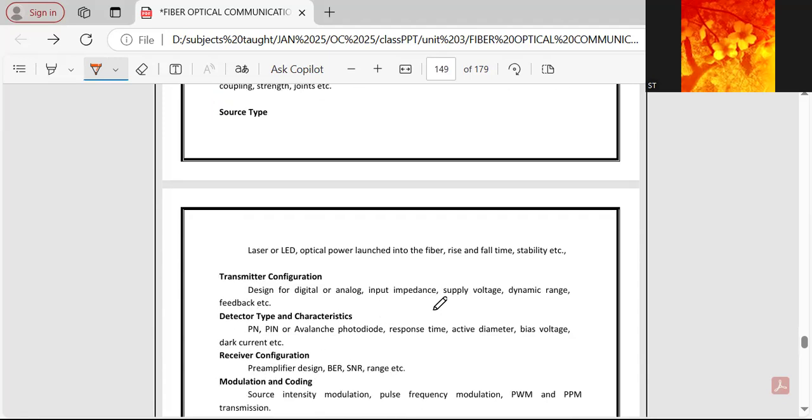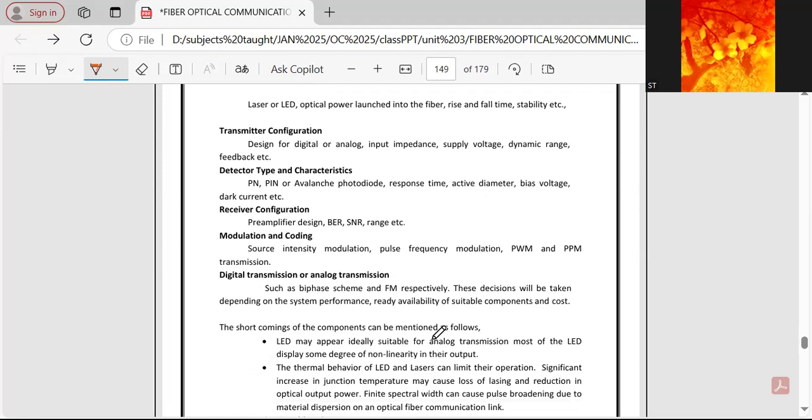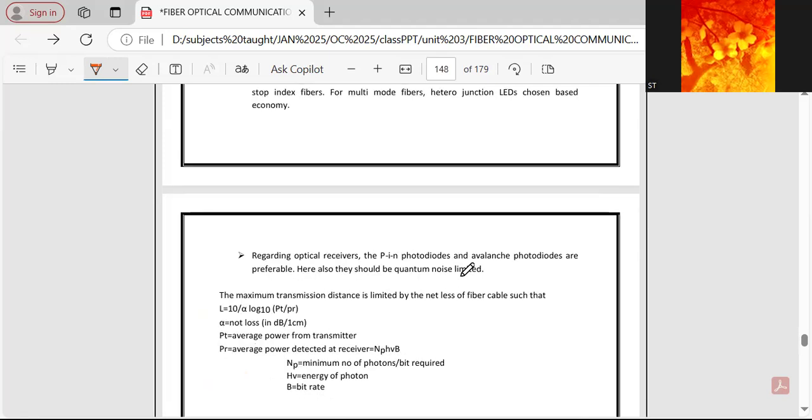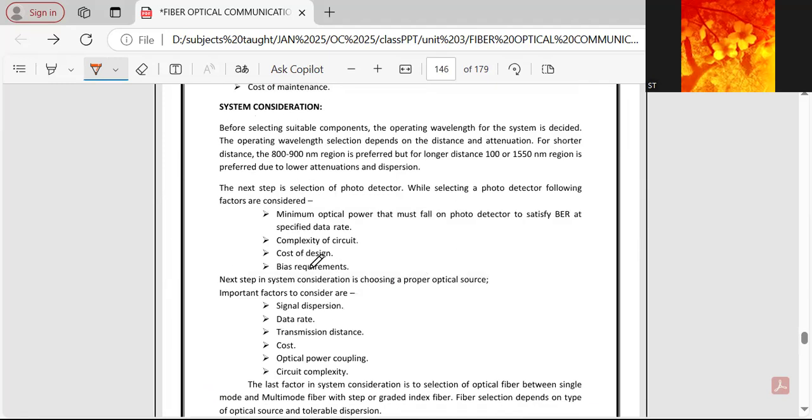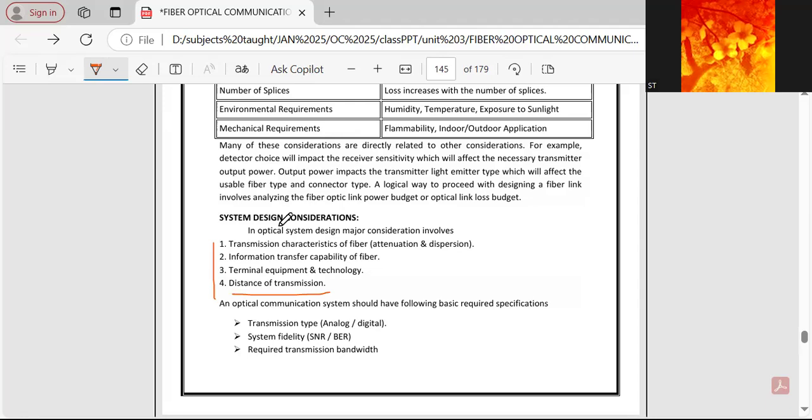Next, transmitter configuration, whether you are designing a digital link or analog link, what will be the supply voltage, impedance, then detector, which type of detector you are going to use, PN diode, pin diode, or any other diode, what is its response time. Then you have to focus on the receiver configuration and system design characteristics, BER and SNR, and modulation technique. All these things are to be decided and selected carefully before the design of the optical system.